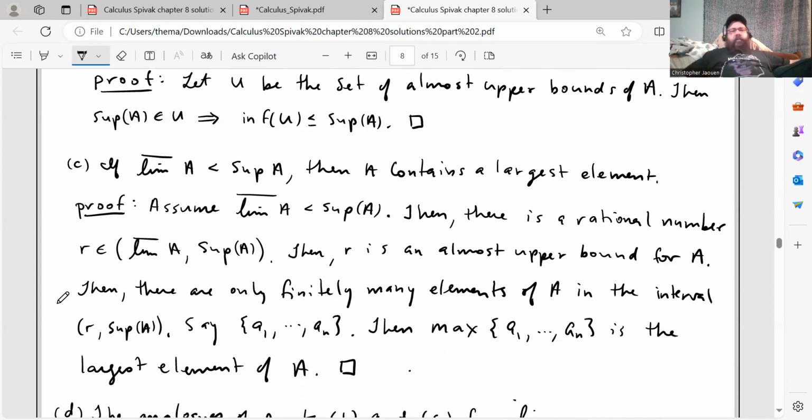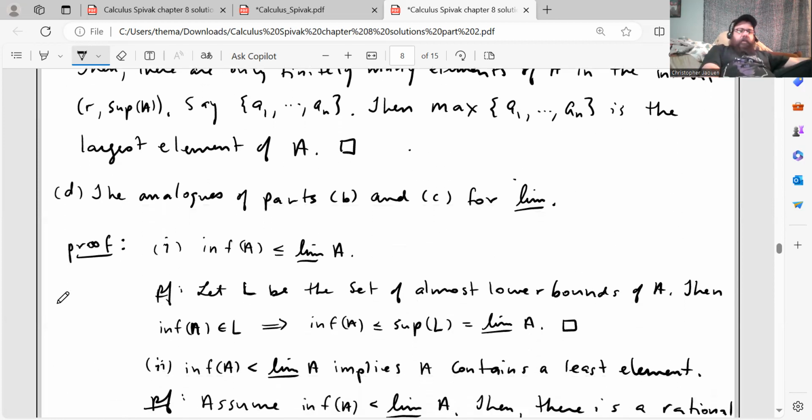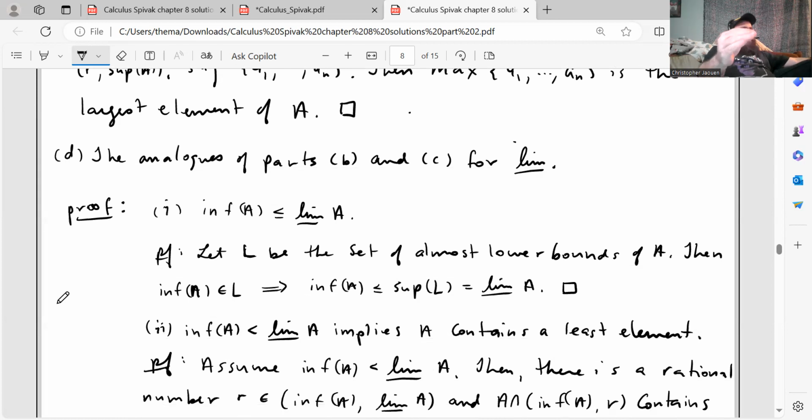Part C, if lim sup of A is less than sup A, then A contains a largest element. So here's my proof. Assume lim sup is less than sup A, then there's a rational number r in the open interval from lim sup of A to sup A. Then r is an almost upper bound for A, so there are only finitely many elements of A in the interval r to sup A. Say that those finite elements are a1 up to an, then the maximum of that set is the largest element of A.